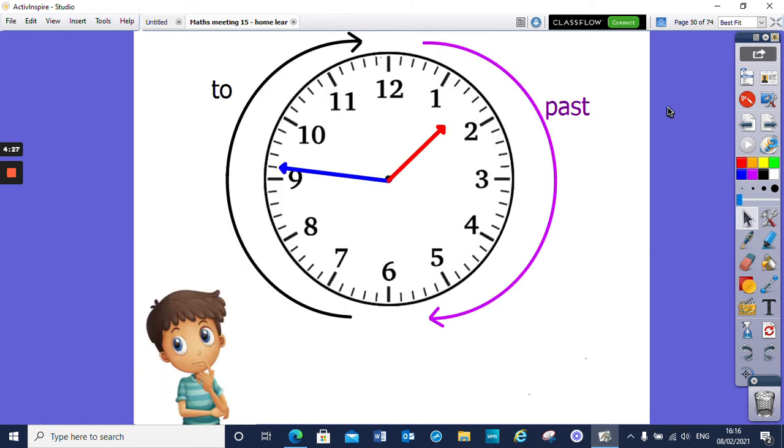Tell the time now. Okay, look at our clock face. Are we going to? Are we going past? You can tell the time in analog, in digital, or if you want to challenge yourself, you can do both. Okay, off you go.